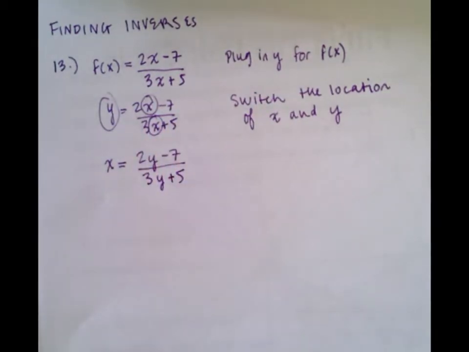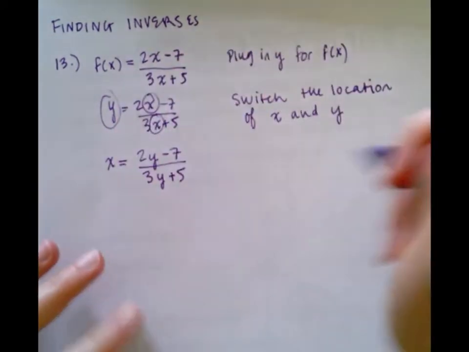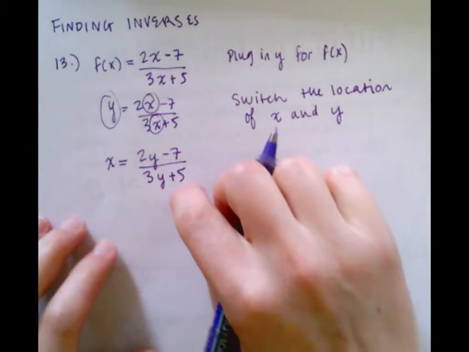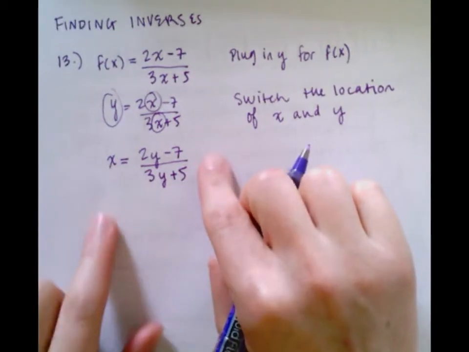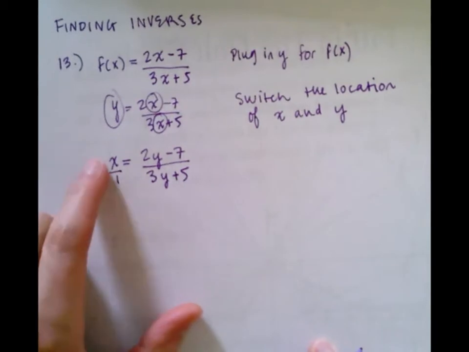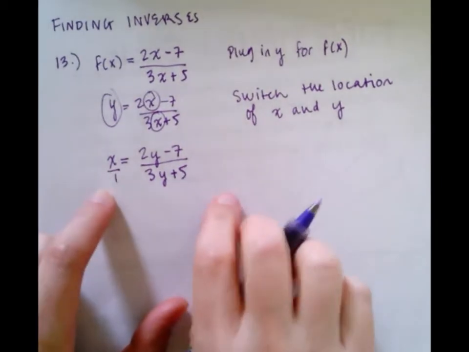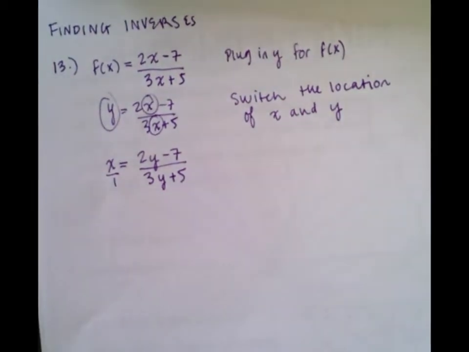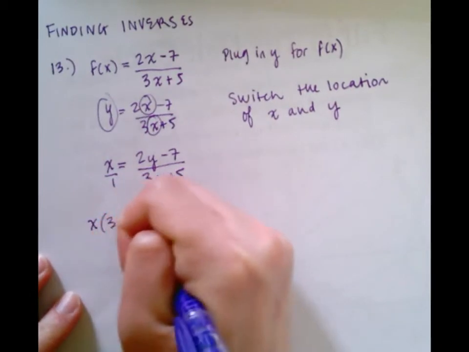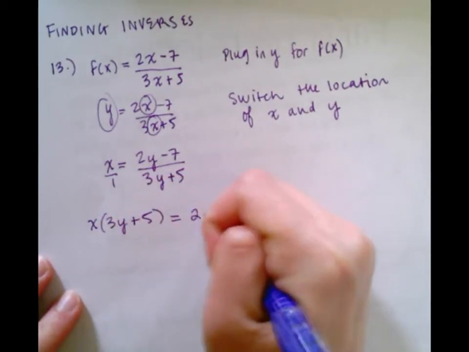Now, what I'm going to do is cross multiply, or you could think of it as just multiplying by the denominator 3y plus 5 to the top part of both sides. So however you want to think about it. If you think about cross multiplication, you could think about this as x over 1, or you could just, again, multiply both sides by 3y plus 5. So then I'm going to get x times 3y plus 5 is equal to 2y minus 7.